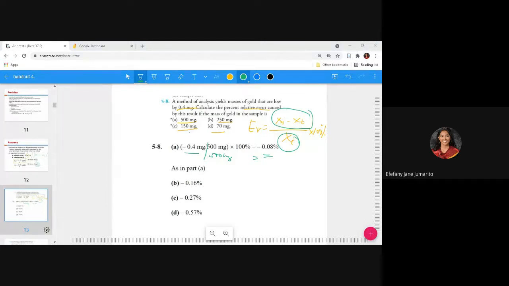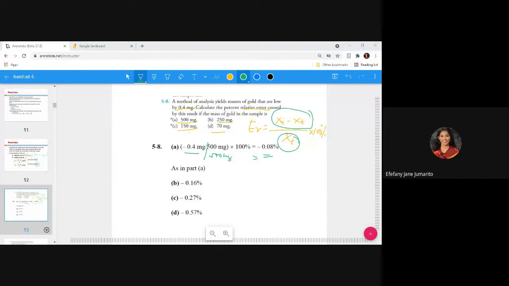Can you calculate letter D? If it is low by 70 milligrams, it means that the initial mass of our gold is 570. So we have letter D.